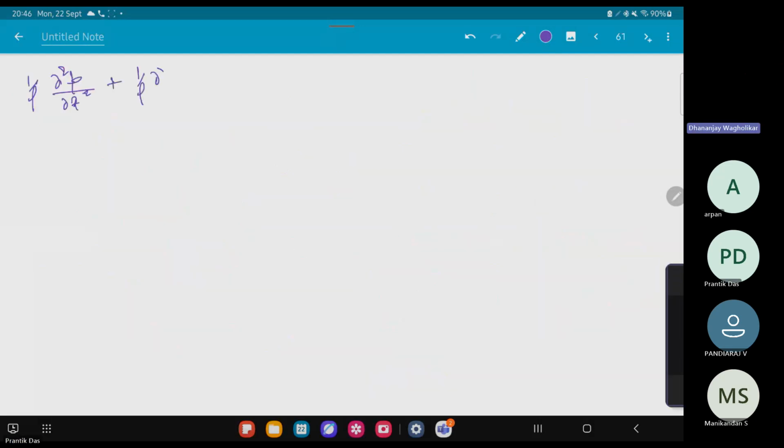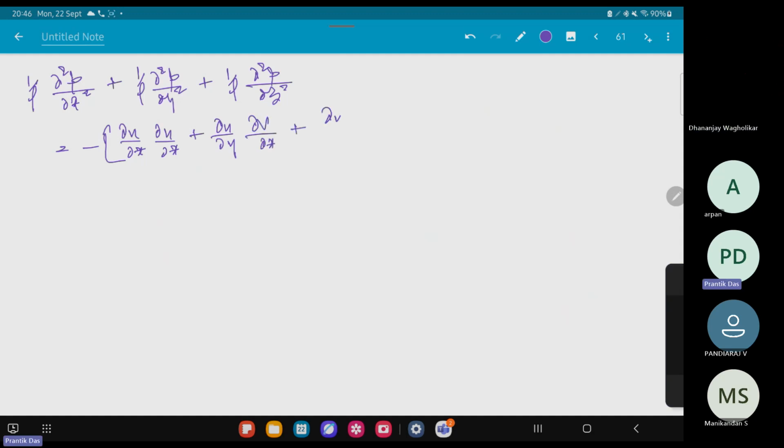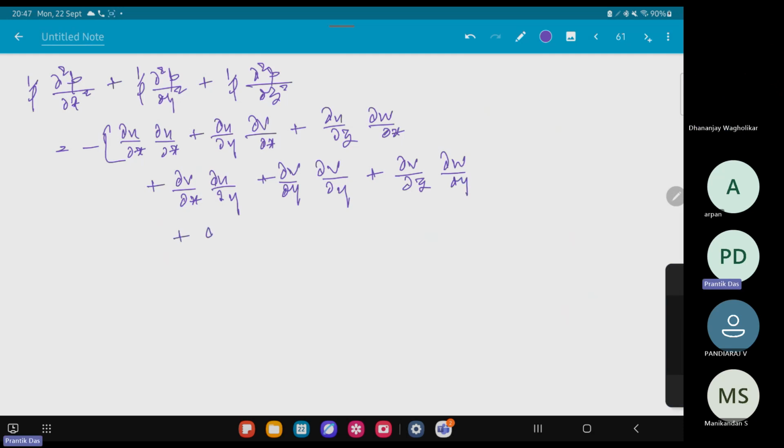The left hand side of the equation reduces to this one: minus of (du/dx du/dx plus du/dy dv/dx plus du/dz dw/dx plus dv/dx du/dy plus dv/dy dv/dy plus dv/dz dw/dy plus dw/dx du/dz plus dw/dy dv/dz plus dw/dz dw/dz). This is the pressure Poisson equation.